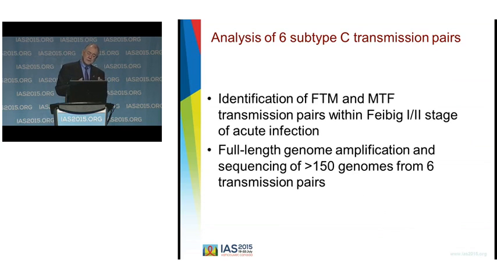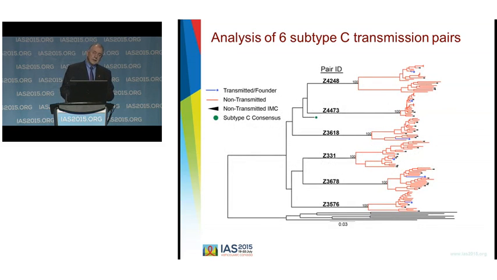We amplified full-length genomes from individual virus RNAs and sequenced over 150 genomes from 6 transmission pairs. You can see a phylogenetic tree of those shown here. In each case, a single genetic variant was transmitted, and that's shown in blue. It's probably a little difficult for you to see that. And in each case, again, the transmitting partner's virus was quite diverse. Using very high fidelity polymerase and some novel cloning methodologies, we've been able to clone directly from PCR amplicons.